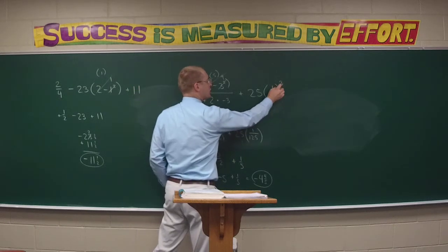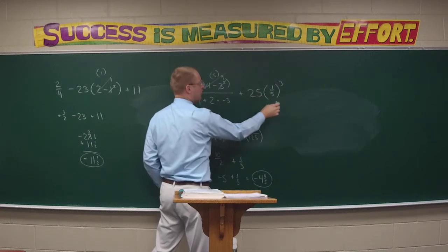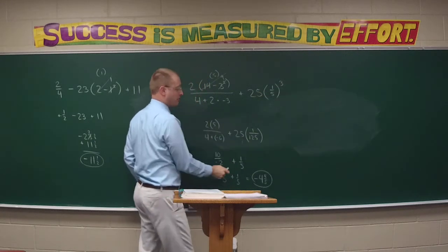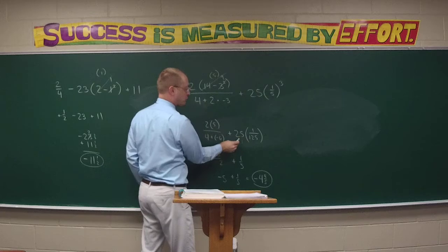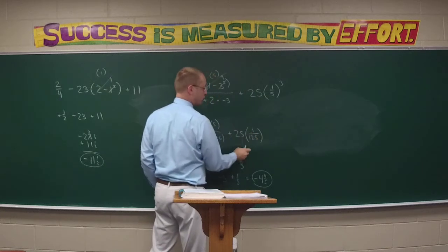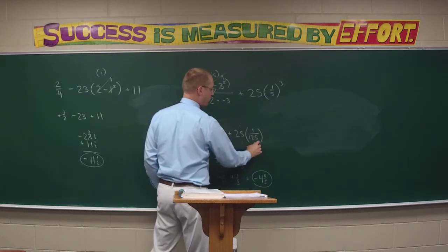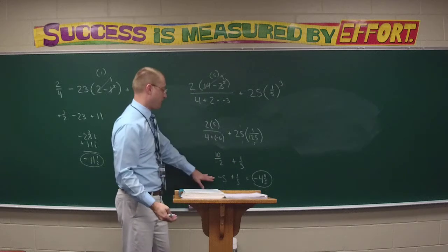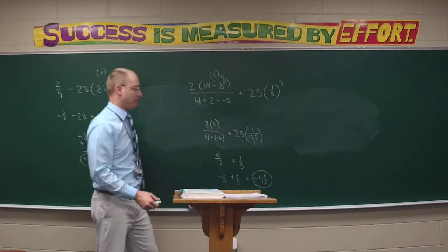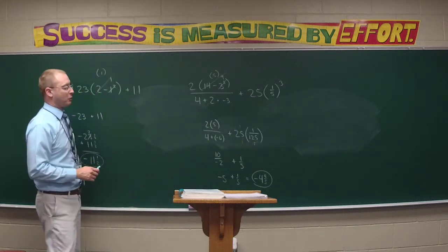Here you have to cube before you multiply. Unfortunately, that gives you 1/125th times 25, or 25 over 1. You can cancel the 25 out to get a 1 and 5, so it becomes a fifth. Negative 5 plus a fifth is negative 4 4/5, or negative 4.8, or negative 24/5.